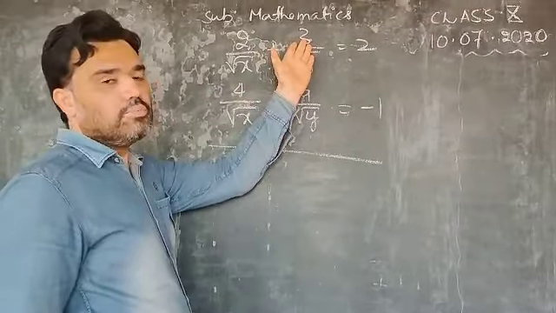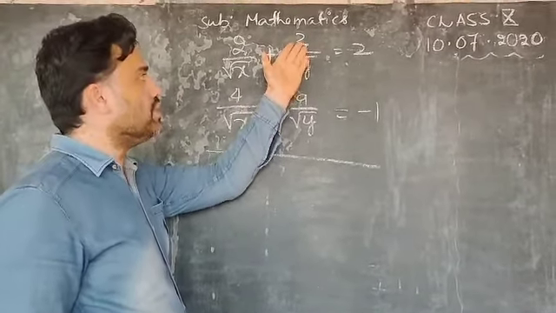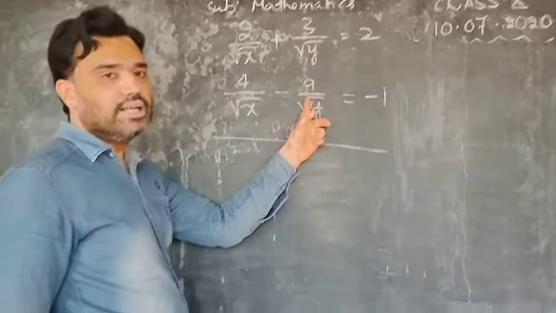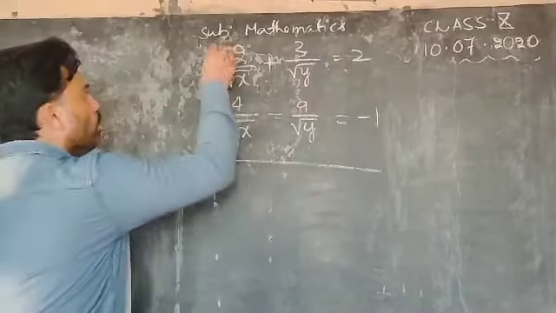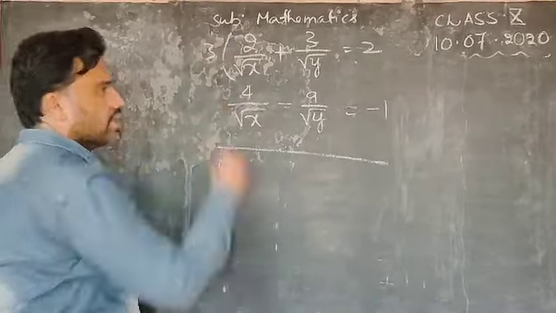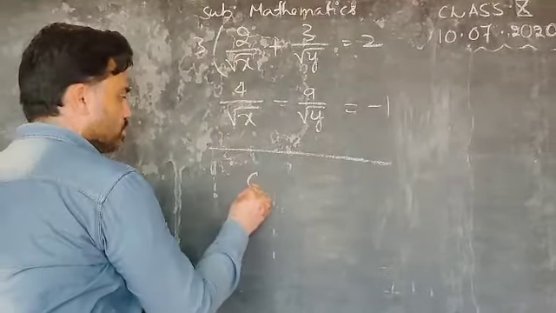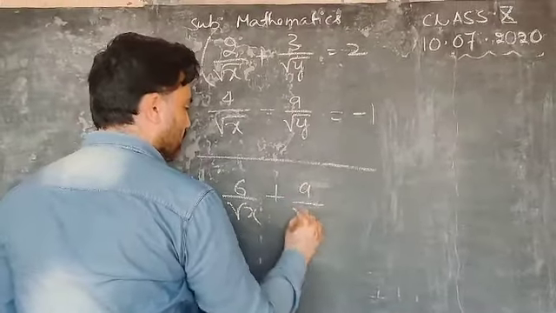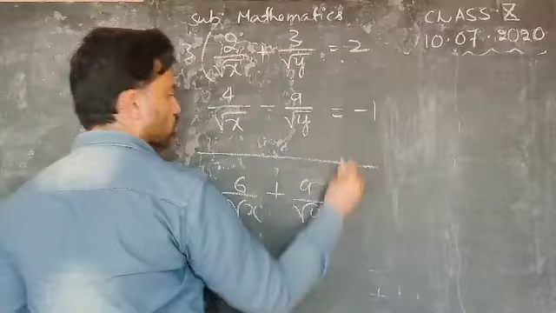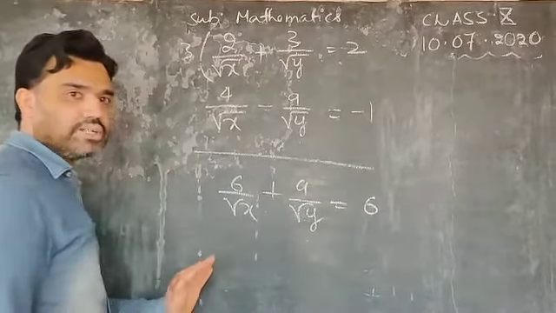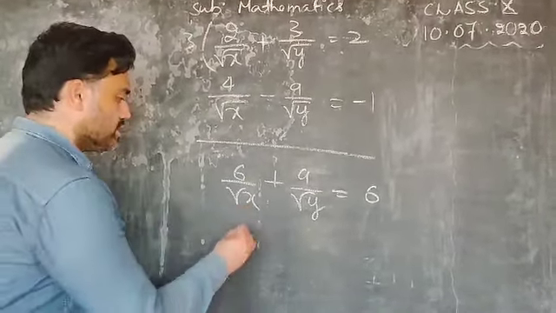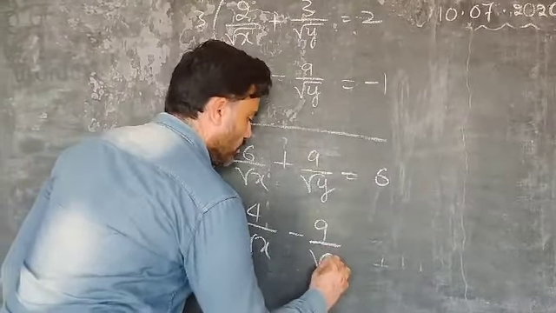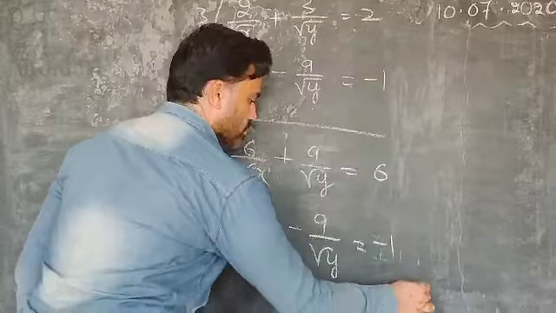So now make numerator as same. So if you multiply by 3, then it becomes plus 9. Already we have minus 9 in the second equation. So multiply only first equation by 3. So 3 into 2, 6 by root x. 3 into 3, 9 by root y. 3 into 2, 6. Second equation, there is no change, as it is. 4 by root x plus minus 9 by root y is equals to minus 1.